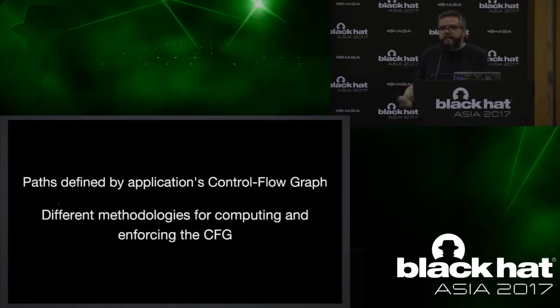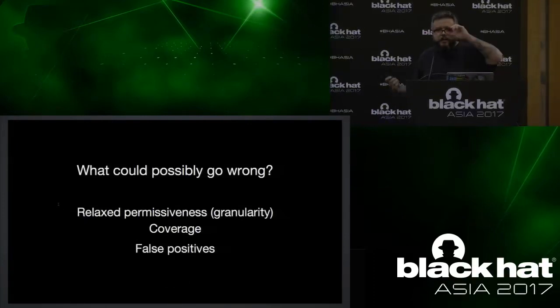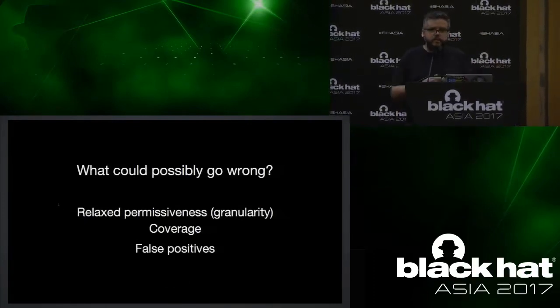These allowed paths are defined by the application's control flow graph. Of course, there are different methodologies for computing and enforcing this control flow graph, the CFG, and many different implementations that enforce this kind of thing. If I'm trying to enforce paths for the indirect branches of a program, what could possibly go wrong?